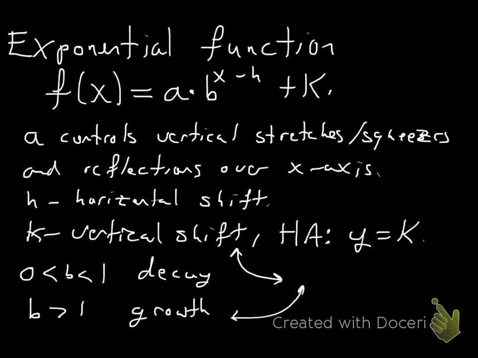Now, if it's between 0 and 1, it's going to be decay because it's going to get smaller. So think of like 1/2. When I square 1/2, 1/2 times 1/2 is a fourth. And then if I raise 1/2 to the third power, that'd be 1/2 times 1/2 times 1/2, that'd be 1/8. So it's getting smaller, so we'd have a decay, and you can see that it's going down.